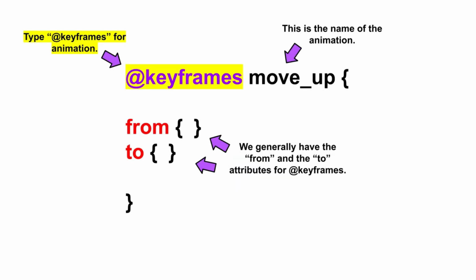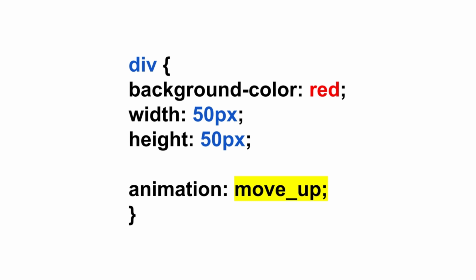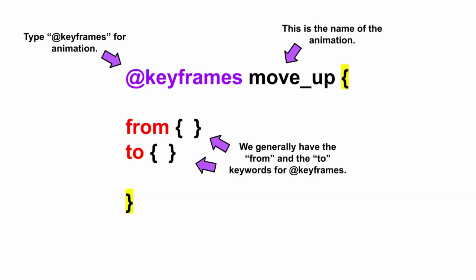The reason why keyframes is an at rule is because it gives instructions to how an element should behave in the animation. After writing the keyframes at rule, write a name for your animation. It can be anything, but I will just name my animation Move Up. Whatever name you choose here will be the name you will write for the animation property. Write a set of curly braces. We will write our animation instructions inside the curly braces.